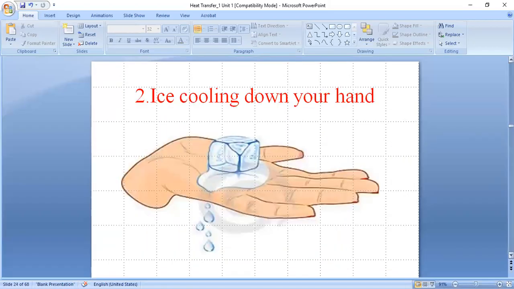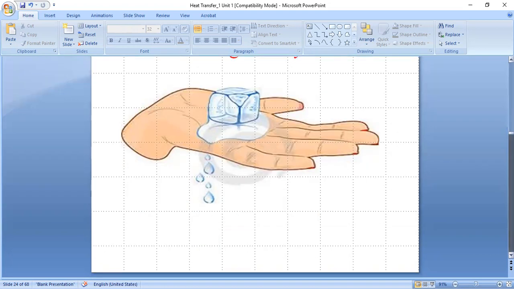See next, ice cooling down your hand. Just keep some ice in your hand, then the ice starts to melt. Whatever temperature is in your hand is transferred to the ice. That is also the mode of conduction. Then the ice continuously melts. That is called ice cooling down your hand.